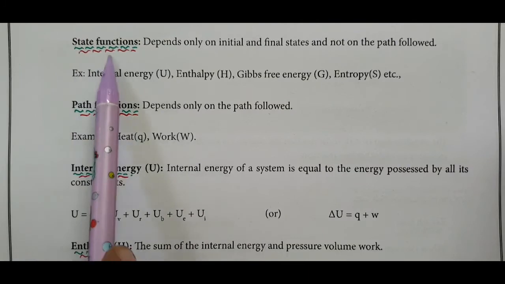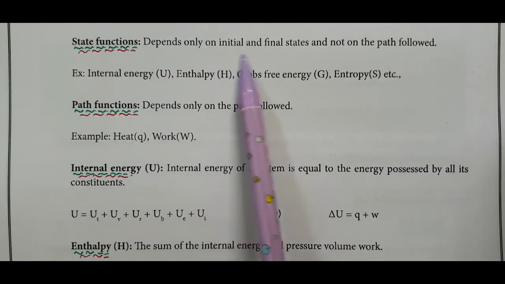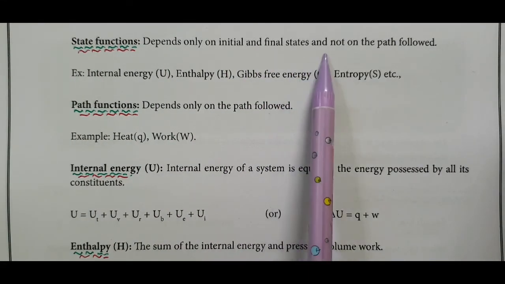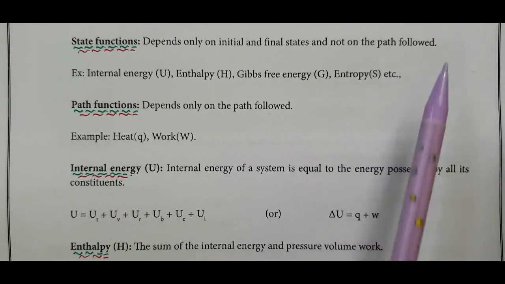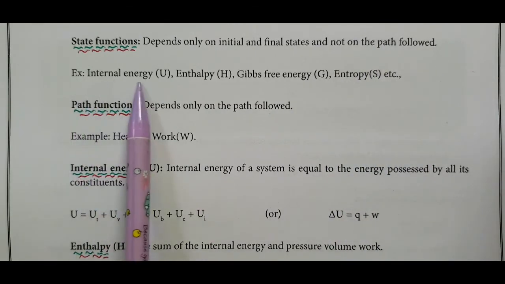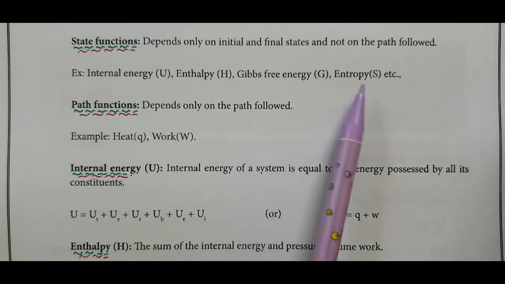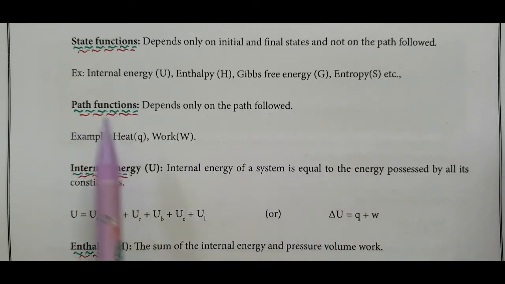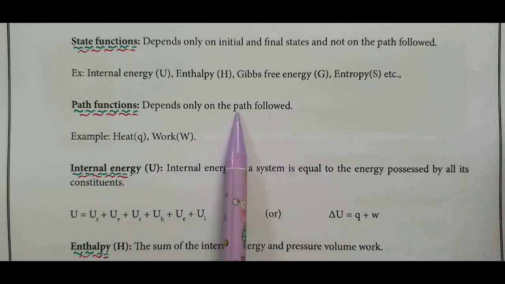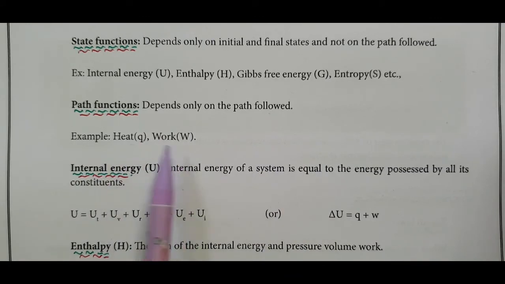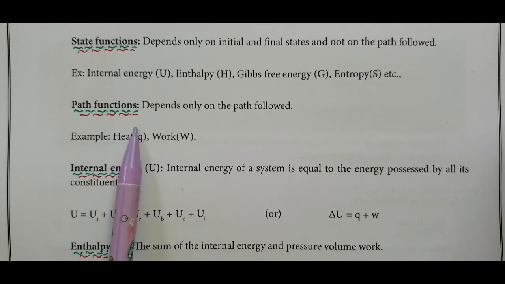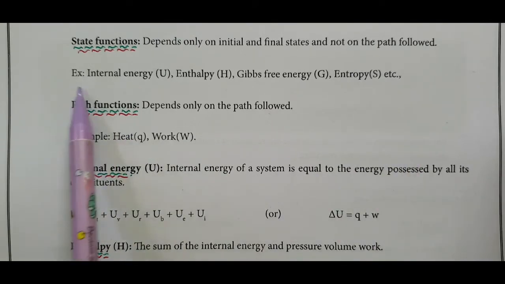State functions depend only on initial and final state and not on the path followed. Example, internal energy, enthalpy, Gibbs free energy and entropy. Path function depends only on path followed. Heat and work, these two only are examples of path function. All other quantities used in thermodynamics are examples of state function.